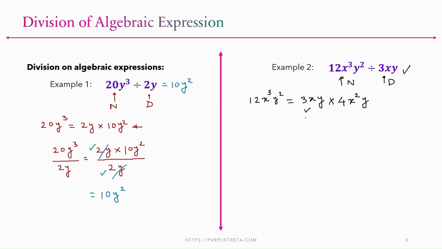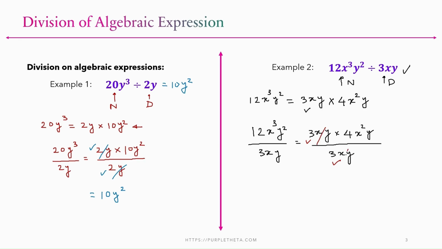Okay, now let us write the division in numerator and denominator way. This is equal to 12x cube y square divided by 3xy, right? And this is what we have written. This is equal to 3xy multiplied by 4x square y, right? and at the denominator's place we have 3xy, right? So here 3xy is common in both the numerator and denominator. So in division it will cancel each other, right? Therefore our final answer is 4x square y.